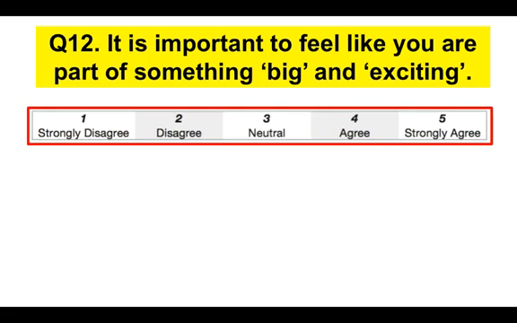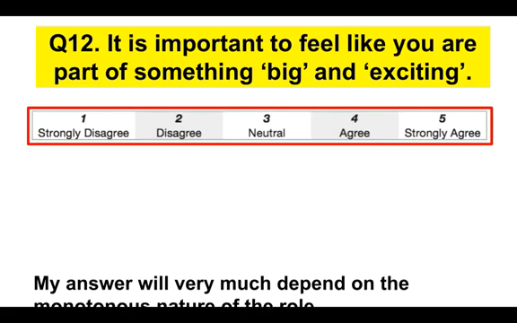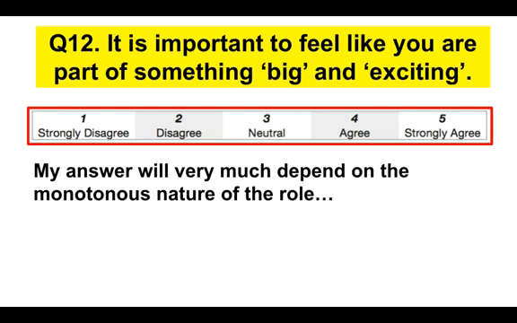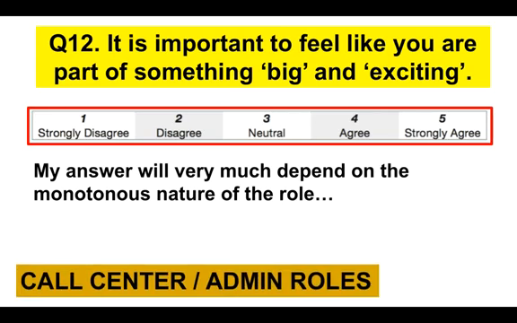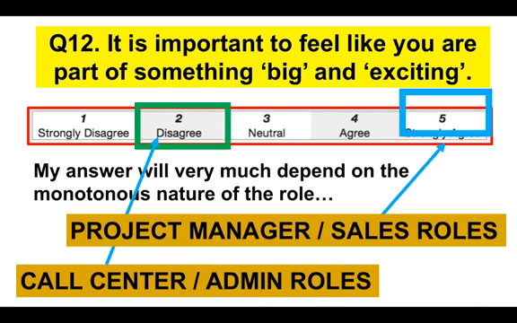Question 12. It is important to feel like you are part of something big and exciting. Now, again, my answer will very much depend on the monotonous nature of the role. If I was applying for a role as a call centre handler, for example, working in a call centre, then generally something big and exciting is not going to happen. So if I was going to be a call centre or admin role worker, I would choose disagree. Whereas a project manager, I would put strongly agree.